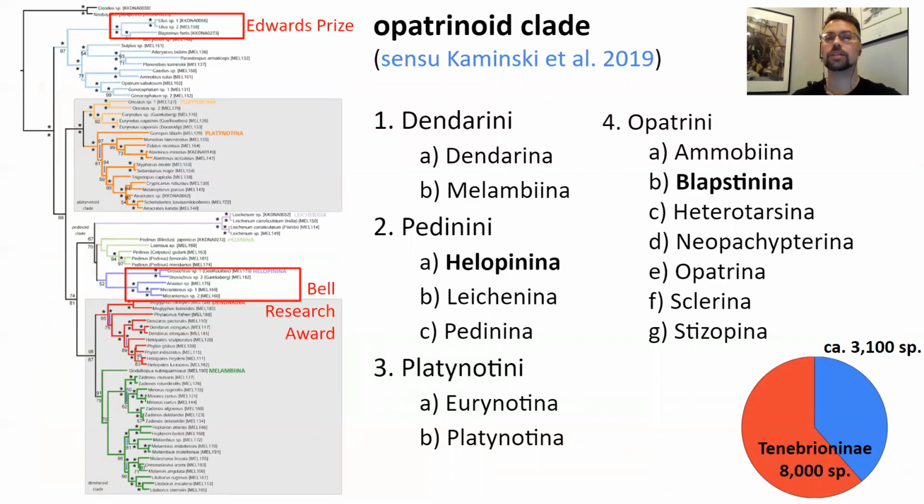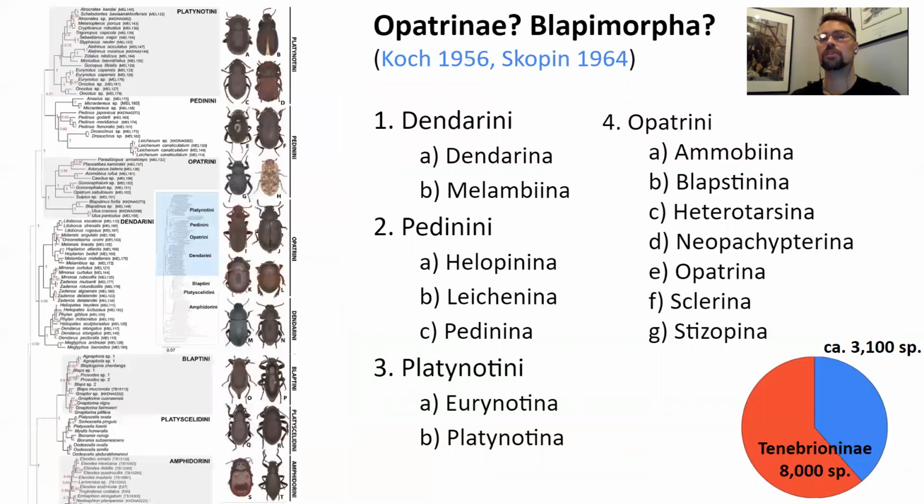Here, within the so-called opatrinoid clade, you can see both Helopinina, our Bell Research Award group, and Blapstinina, Ryan's Edwards Prize subtribe. But as some of you probably noticed, the taxonomic background used by us wasn't really representative in order to fully test the relation between Opatrini and pedinoid beetles. Therefore, we designed a follow-up study.